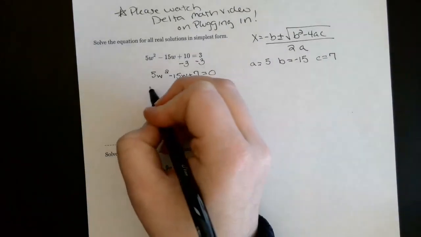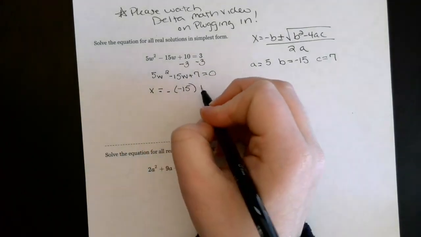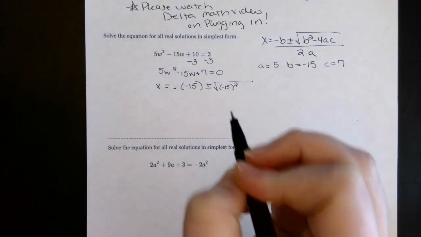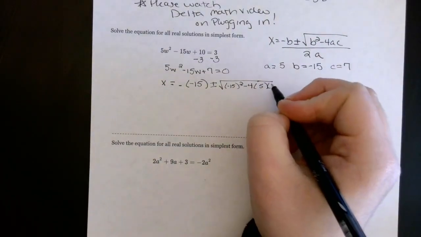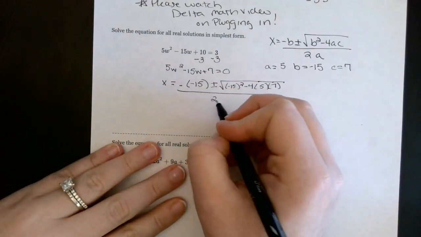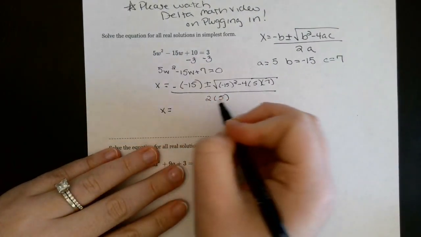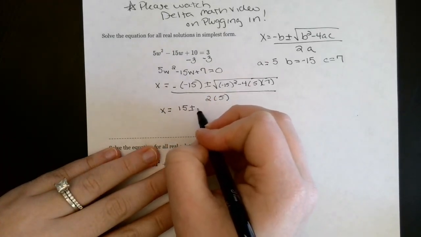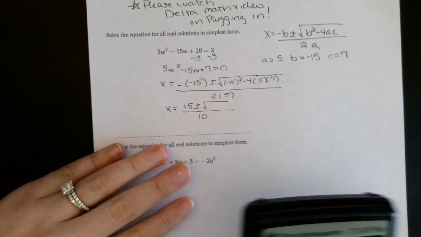I'm going to start plugging in. X equals negative negative 15, plus or minus the square root of negative 15 squared minus 4 times my a of 5 times my c of 7, all over 2 times my a of 5. I'm going to clean everything up first before I do anything else. A negative 15 is a positive 15, plus or minus the square root. 2 times 5 is 10. I'm going to plug this all into my calculator.